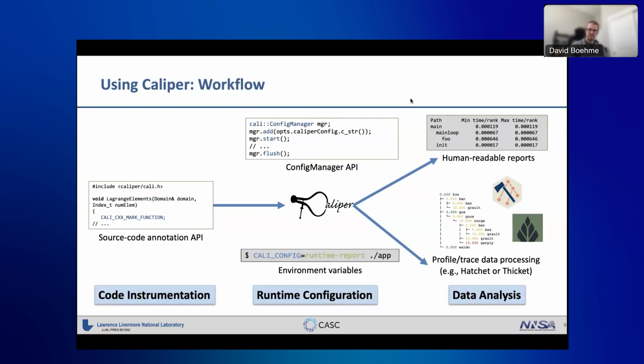Then of course we want to analyze our data, and depending on the configuration, Caliper can just print out text tables, or it can write files that you can then import into tools like Hatchet or Thicket, or Chrome trace browser, for example.